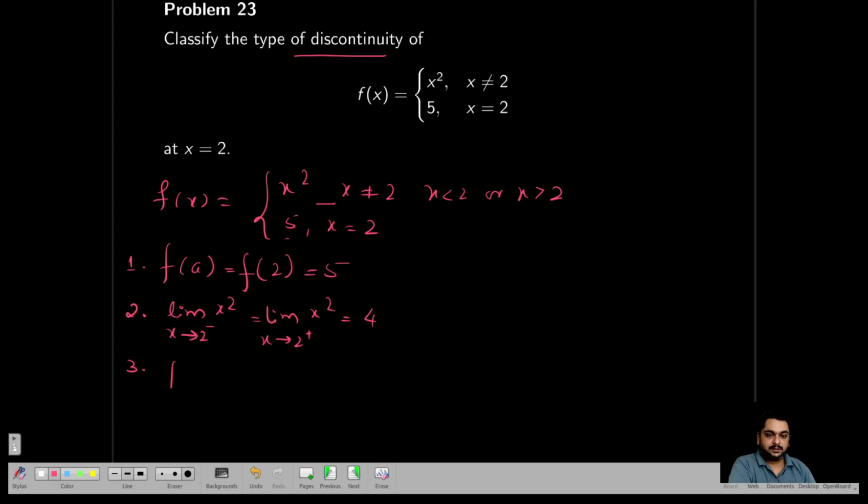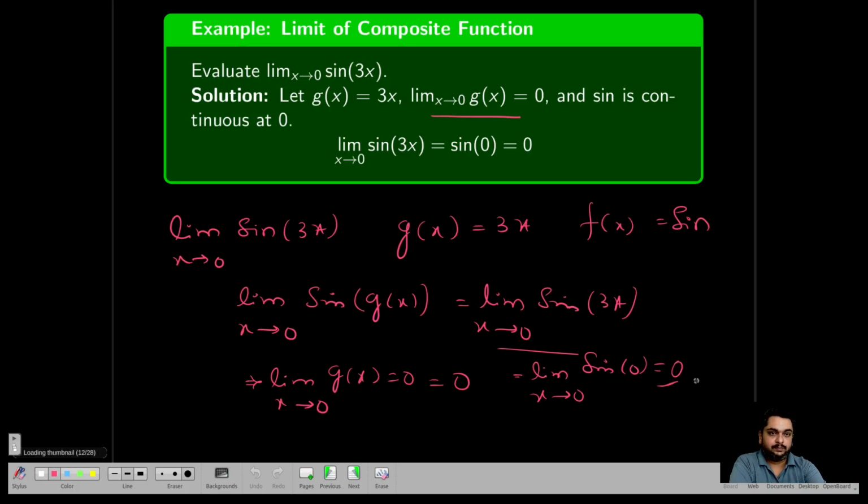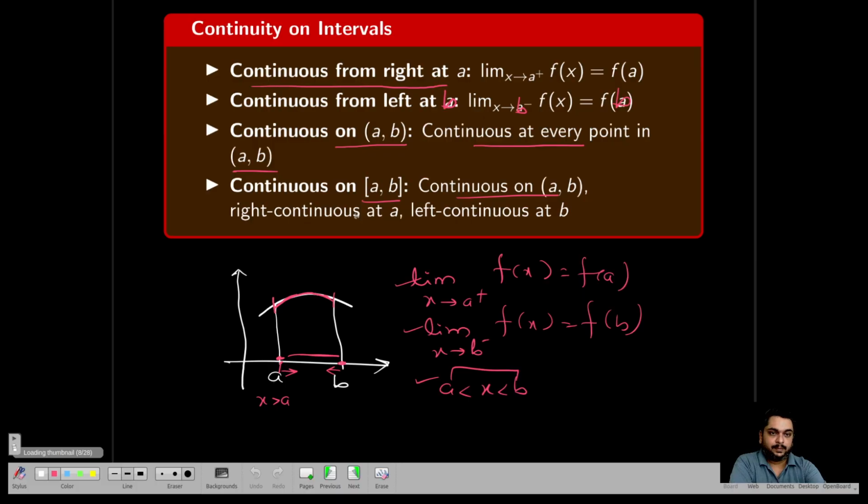So the third step: f of a is not equal to L, that is this value L. Therefore, this is discontinuous. What kind of discontinuity? This is called removable discontinuity. Okay, so just to recap.